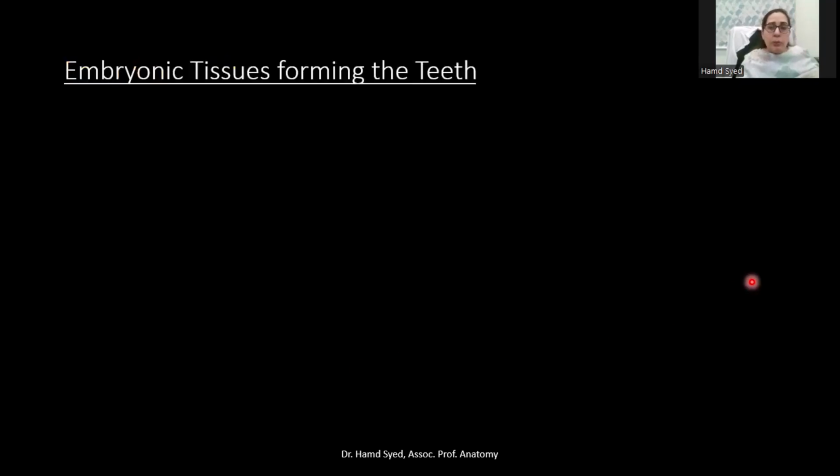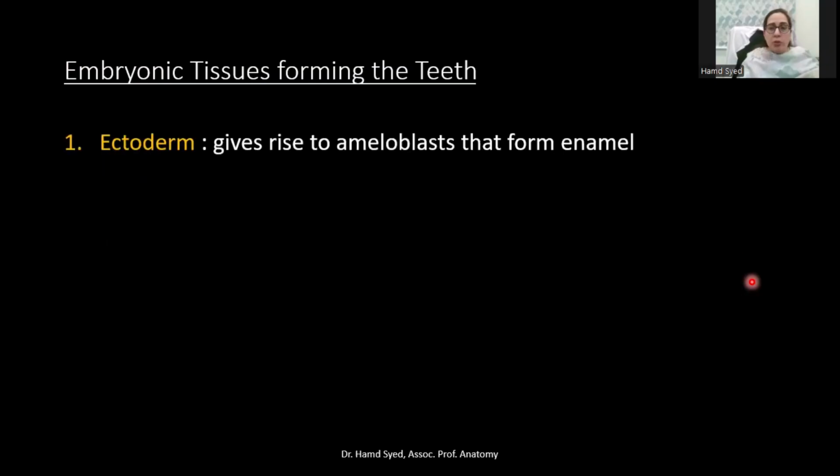Now let's come to the embryology of teeth, the formation of teeth. What are the three basic tissues which are forming the teeth? Well, the first one is the ectoderm. This gives rise to the ameloblasts, which are the enamel-forming cells.